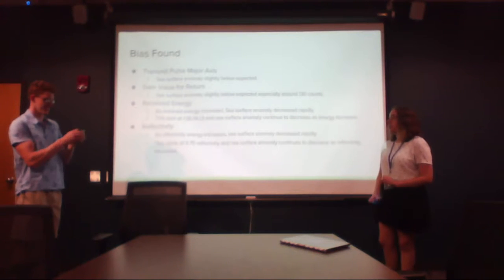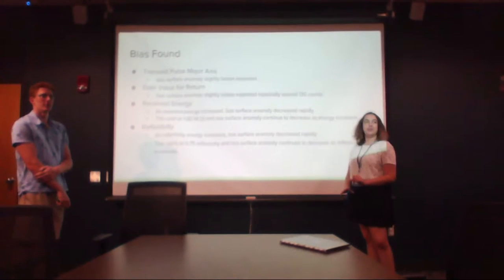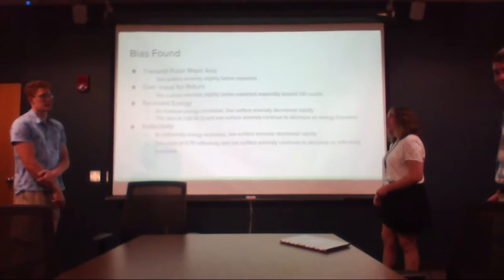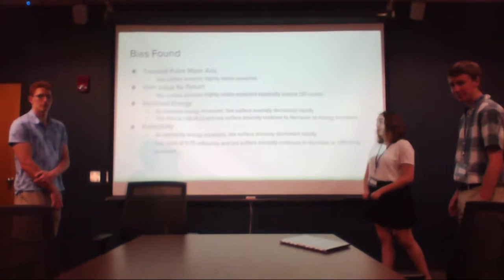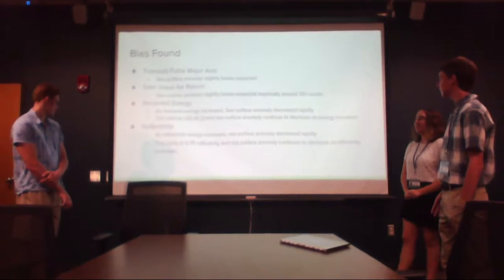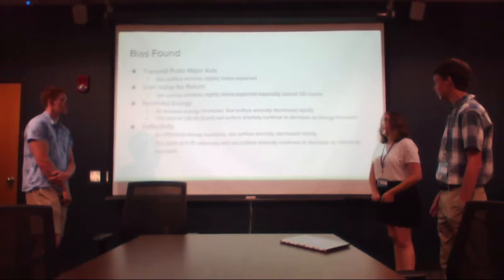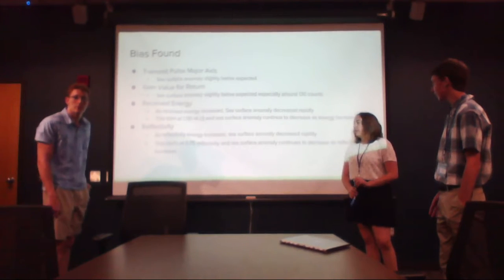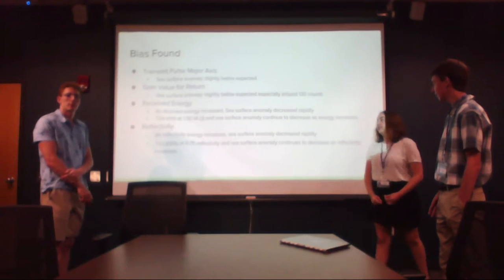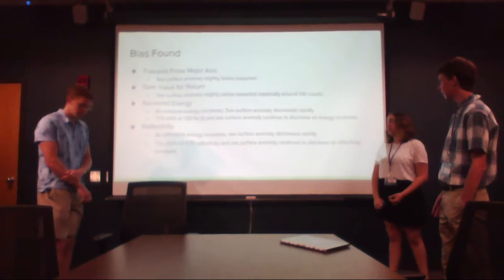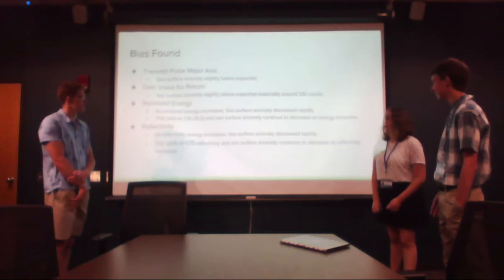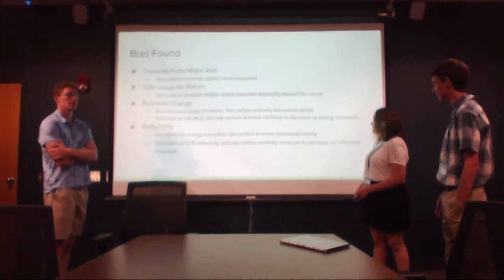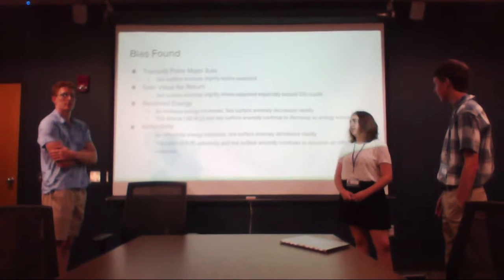The third one was received energy. So we noticed that as received energy increases, sea surface anomaly decreases rapidly. This starts at 1.5e to the negative 14 joules, and sea surface anomaly continues to decrease as energy increases. The fourth one we found was reflectivity, and we saw that as reflectivity increases, sea surface anomaly decreases rapidly. And again, this starts around 0.75 reflectivity, and after that, sea surface anomaly continues to decrease as reflectivity increases.